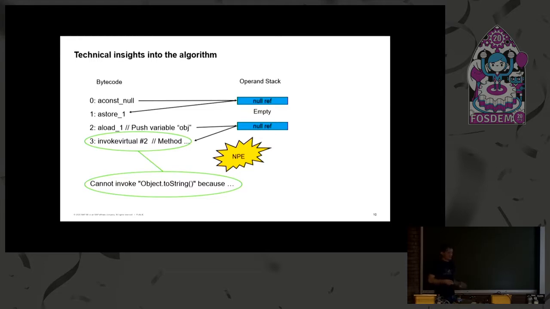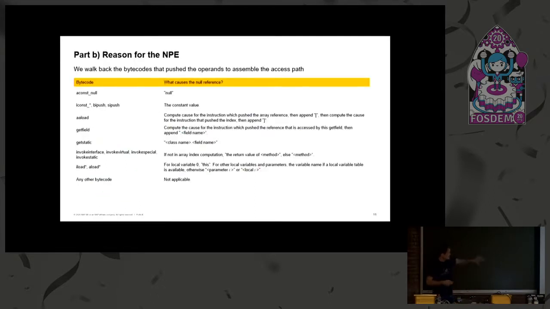Then for the second part, the because, why the null was pushed, there's a little bit more to be done here. In the easy case, you have something like aconst_null. Then we can only say null is null, sure. There are constant operations, so we know the constant that is pushed on the stack. We can just name it. For an array, we do two things. At first, we go back the path to the bytecode that pushed the array reference. This could also come from another field, like in the example I had, with several field references. So we really have to go recursively back until the point where we started. Then we have the brackets, and then we also write something about who put the index there. For getfield, we can write the field name, but then we also have to get the cause for the reference that the getfield was invoked on. For getstatic, we have class name and field name, that's the easy thing.